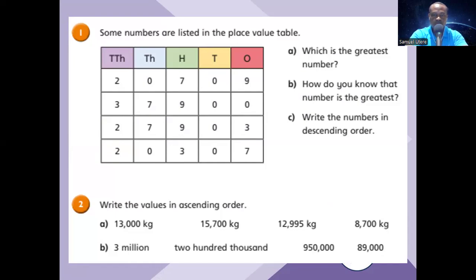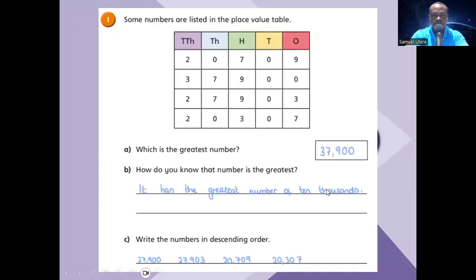Assuming you've paused the video and you've worked through these questions, here are the answers. Let's discuss them. For question 1, you were asked, some numbers are listed in the place value table. Which is the greatest number? Of course, you can use the technique we've learned in this lesson to do them. And then how do you know? We do this by looking at the numbers in the greatest place value column. Okay? And then you're told to write the numbers in descending order.